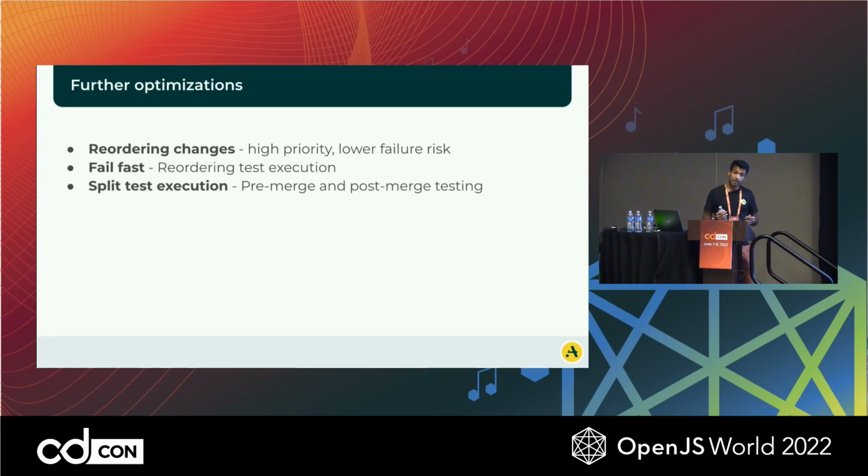We can fail fast, where we reorder the tests themselves. We run the tests which are more likely to fail early, so that as soon as we know a build has failed, you can switch over and start afresh. You can also split the test execution. This is something many companies do, where you run some tests which fail often before it merges, and then you run the smoke tests after they merge. This doesn't guarantee green builds, but it at least reduces your time to merge.